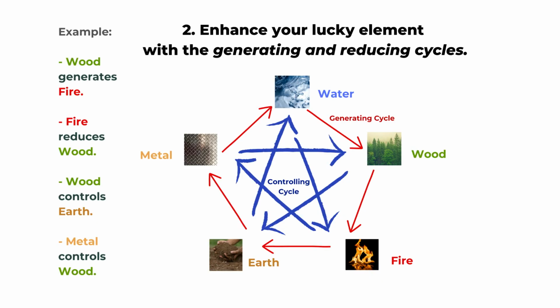Now we know your business element. We can use this chart to see the generating cycle and the controlling cycle, so we know how to enhance your element. So for example, in this chart, the water element generates wood and the wood generates fire. So if your industry element is wood, you can use water element to generate more wood. So you can use the color or shape of the water element to enhance the wood element.